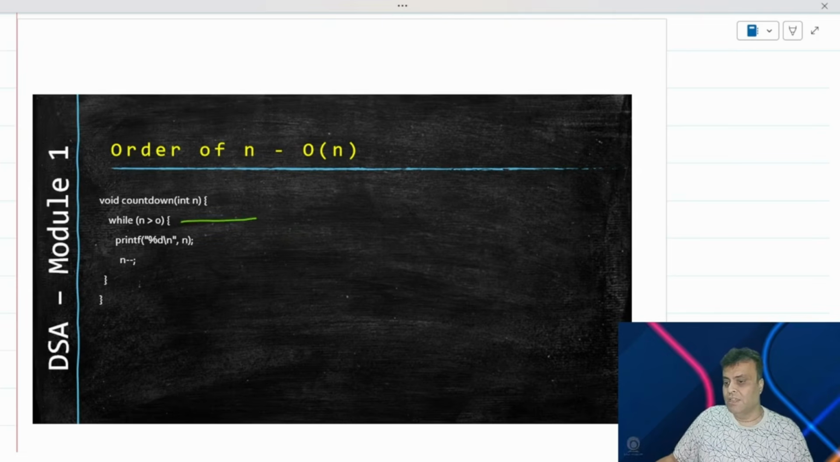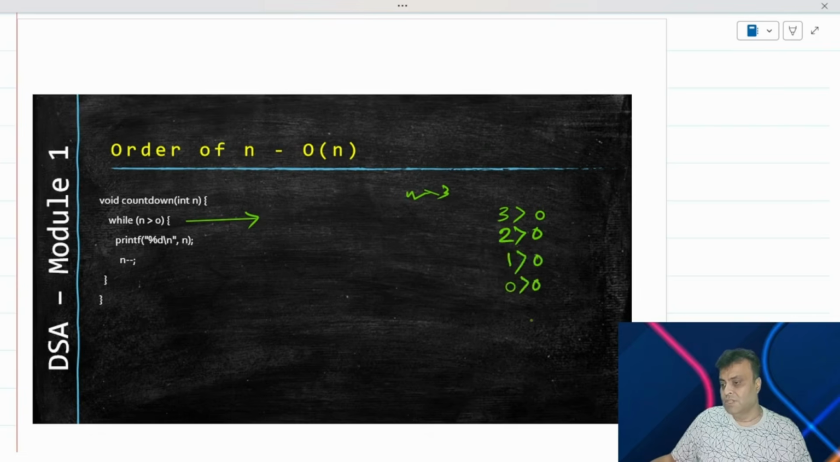This while n greater than 0 will execute itself. Let us say that my n is 3. So at first it will check 3 greater than 0. Then it will check 2 greater than 0. Then it will check 1 greater than 0.